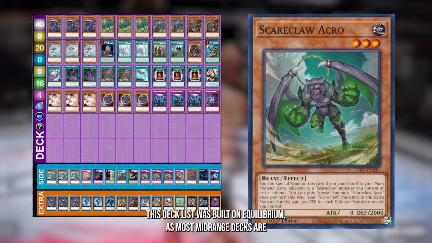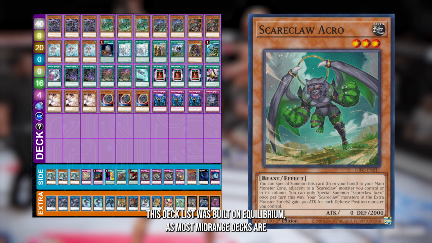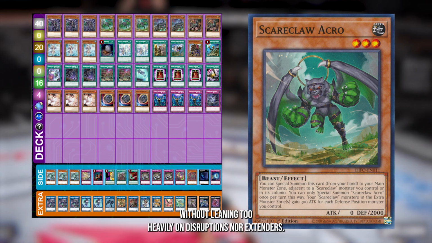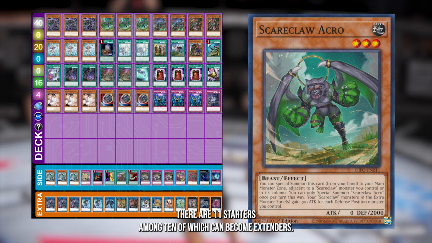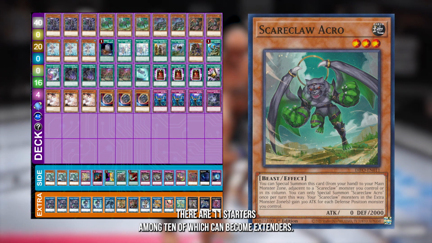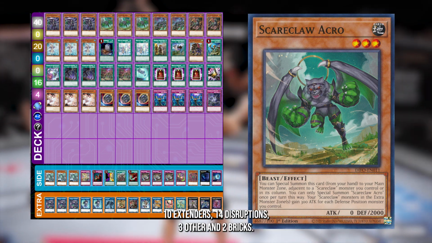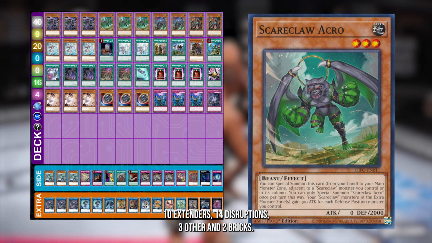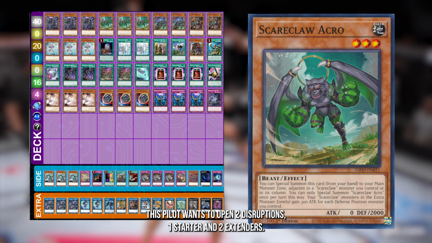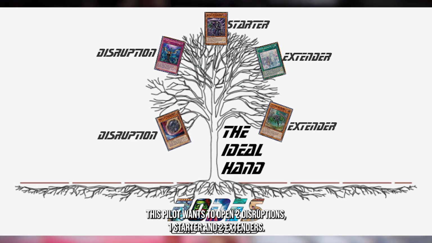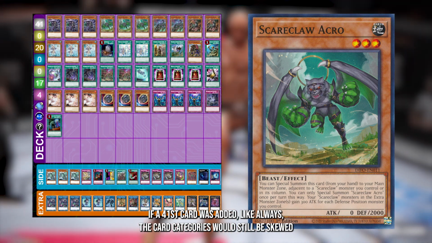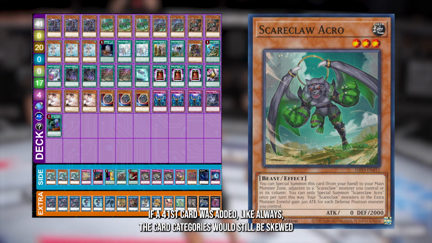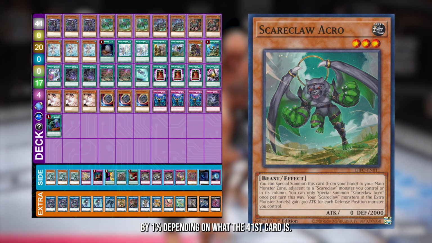This deck list was built on equilibrium, as most mid-range decks are. Without leaning too heavily on disruptions nor extenders, there are 11 starters, 10 of which can become extenders, 10 extenders, 14 disruptions, 3 other, and 2 bricks. This pilot wants to open 2 disruptions, 1 starter, and 2 extenders every match. If a 41st card was added, like always, the card categories would still be skewed by 1% depending on what that 41st card is.